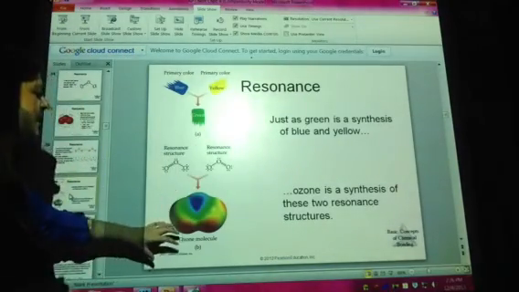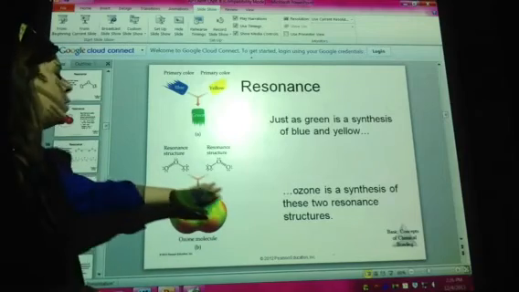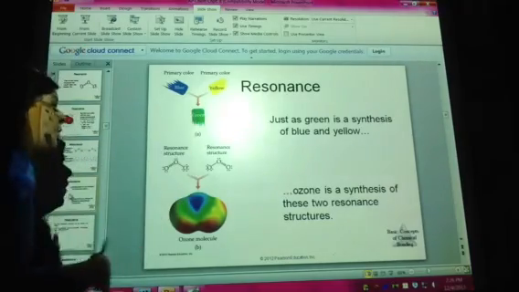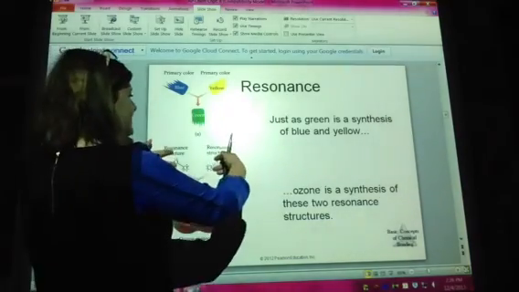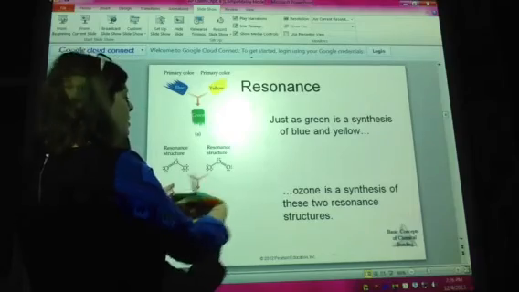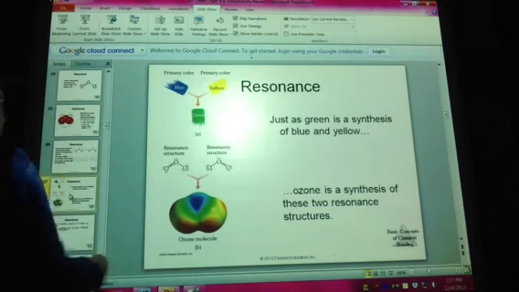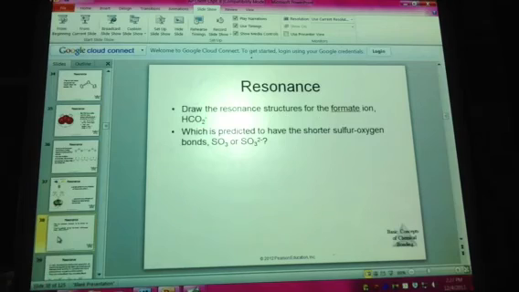They tried to give you a color example of what ozone actually looks like. Just as we think of green as being made from blue and yellow, I can think of these two resonance structures coming together to form an average of just those two. I'm adding those two together to get the ozone molecule that we actually observe.